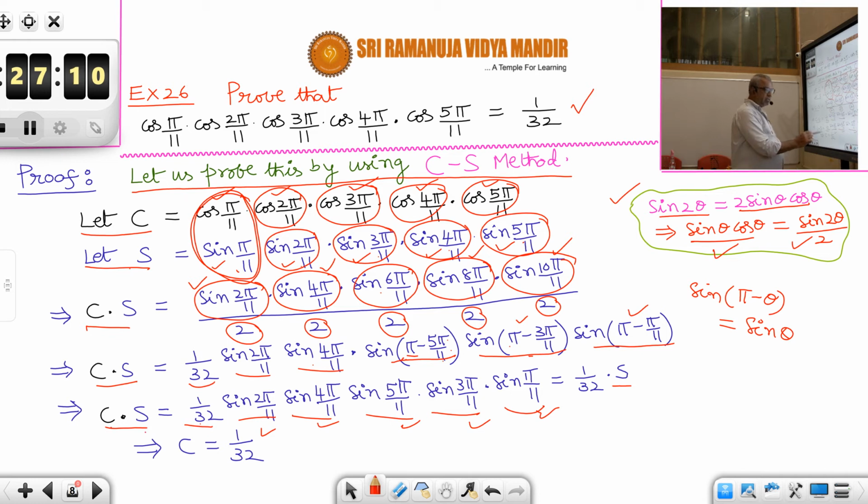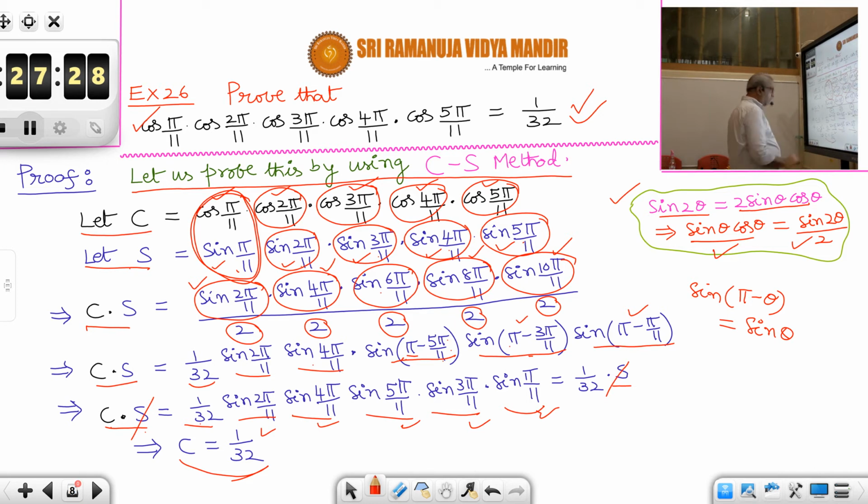Therefore, C into S is equal to 1 by 32 into S. Okay, we have proved. So S can be cancelled out on both sides. So C is equal to 1 by 32. So C's value only we have to find out, is it not? So C is equal to 1 by 32. So we have proved it.